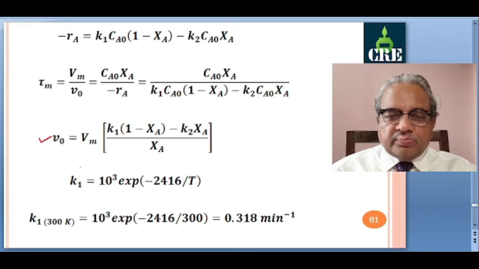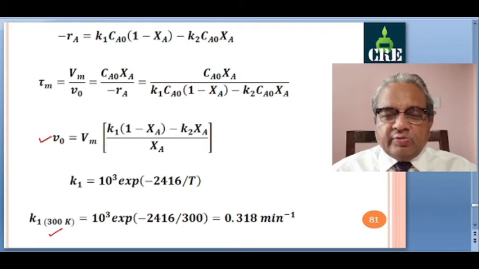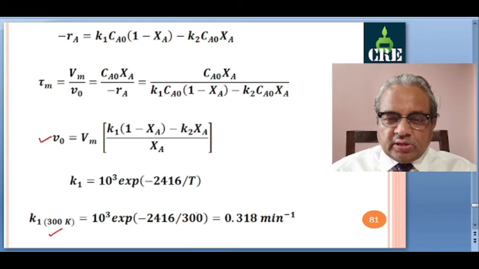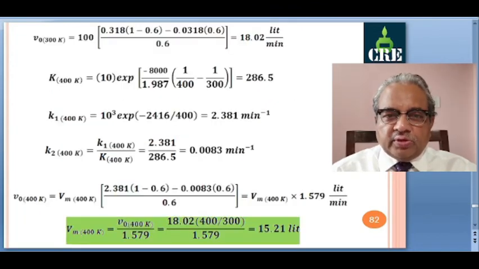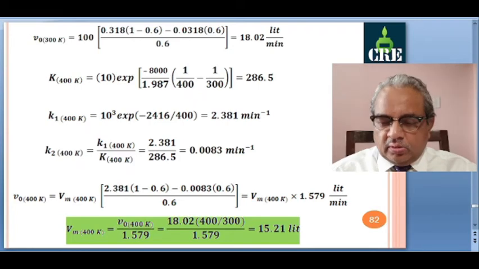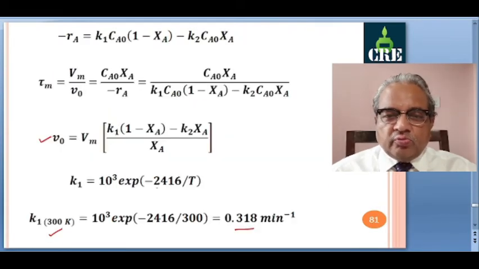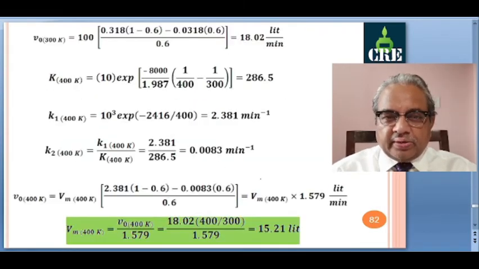We want K1, the equation we know. So at 300 we'll find out K1. The temperature you substitute in Kelvin. It is given in Kelvin, so you substitute in Kelvin. If it is given in centigrade or Celsius, you just add 273. So this value we get is 0.318 minute inverse.